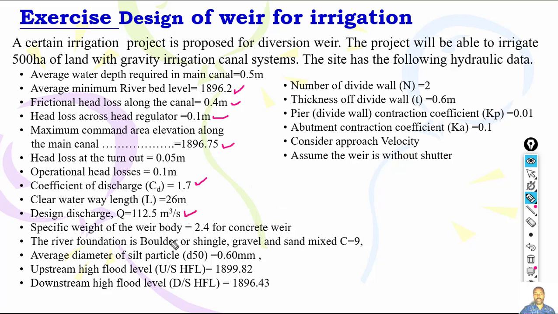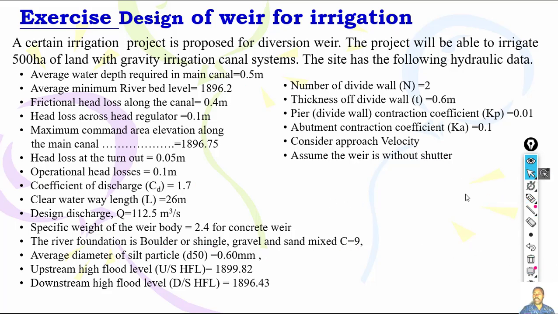112.5 meter cube per second, and specific weight of weir body, which is 2.4 for concrete weir, and the river foundation is boulder or shingle, gravel, and sand mixed with coefficient of creep 9, and average diameter of silt particle 0.6 millimeter, and upstream highest flood level 1899.82, and downstream high flood level, and number of divide walls 2, and the thickness of divide wall 0.6 meter, and pier or divide wall contraction coefficient 0.01, and abutment contraction coefficient given, and you will consider velocity of approach, and assume the weir is without shooter. So these are the given quantities.